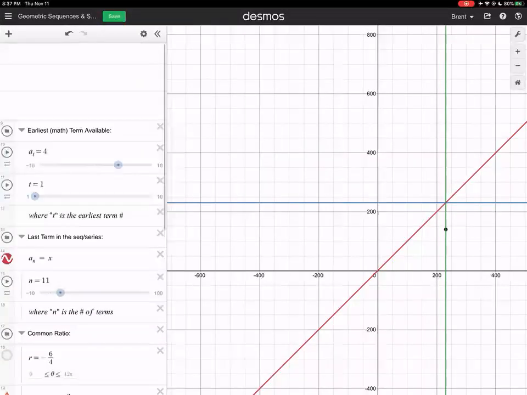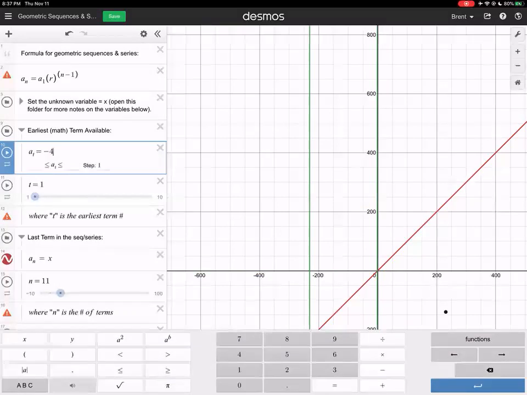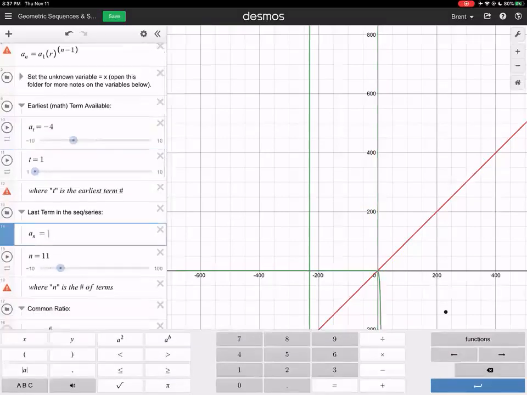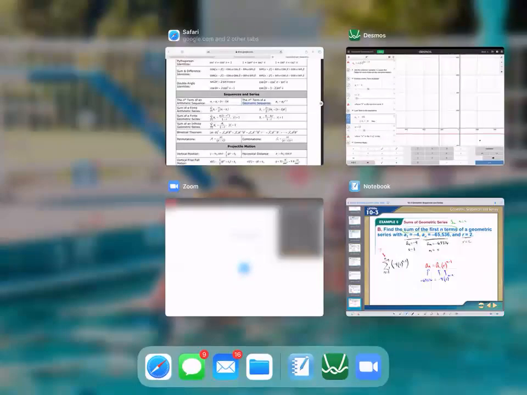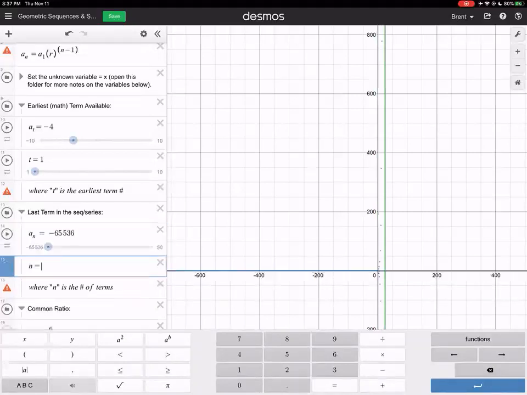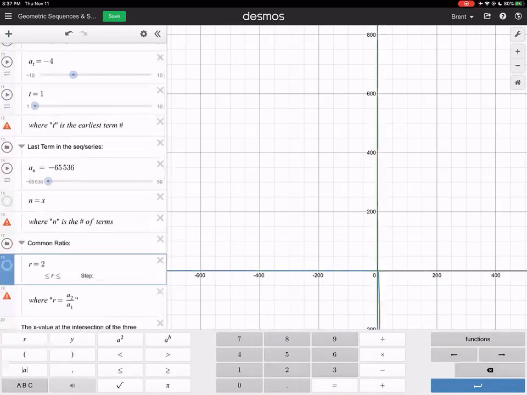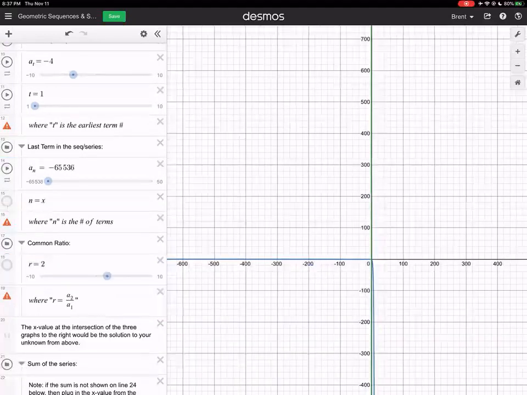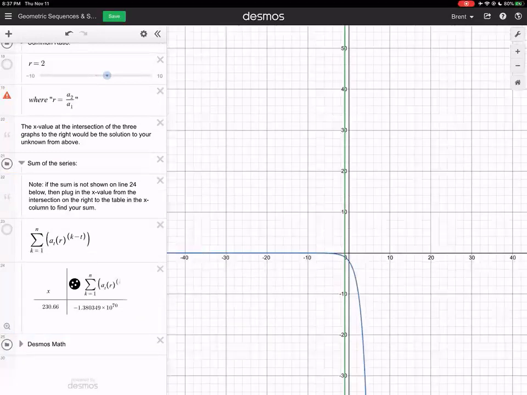So we know the first term is -4. And it is the first term, so I say t equals 1. We know the last term was -65536. We don't know how many there are. So that's an x. We do know my common ratio is 2. So when I zoom out here, this should tell us that's giving us a negative. We can't have a negative amount of terms.